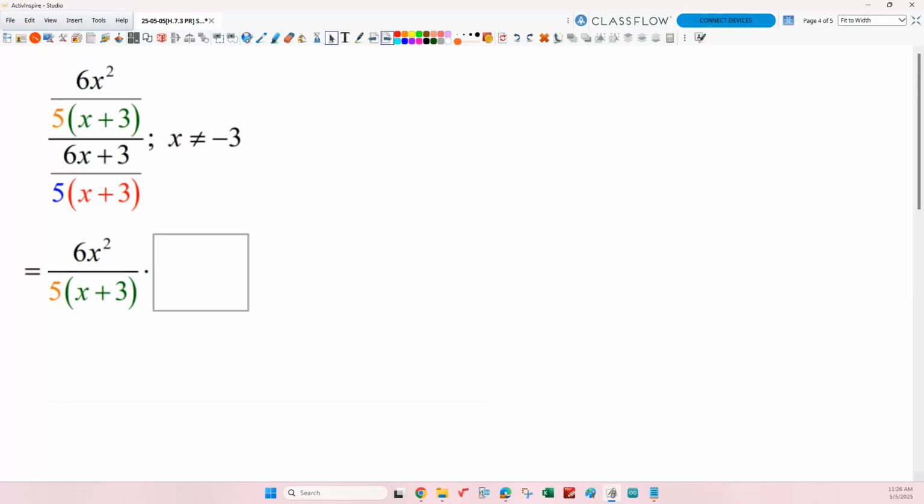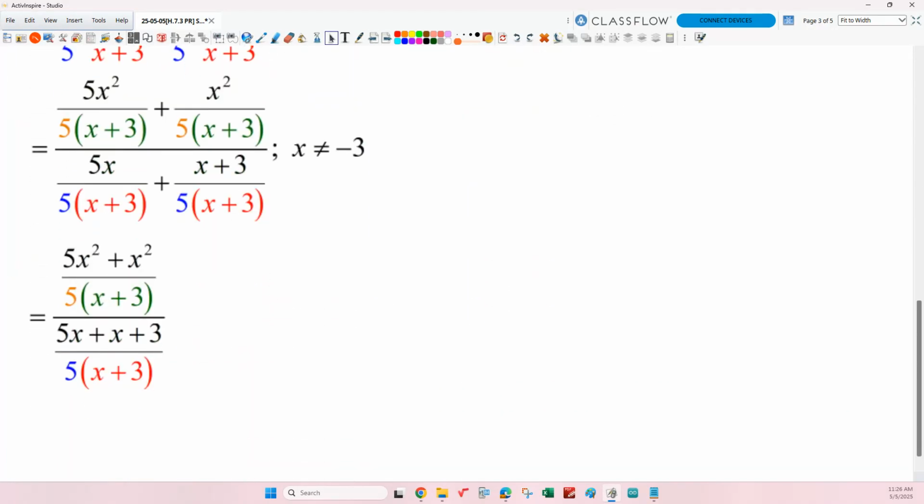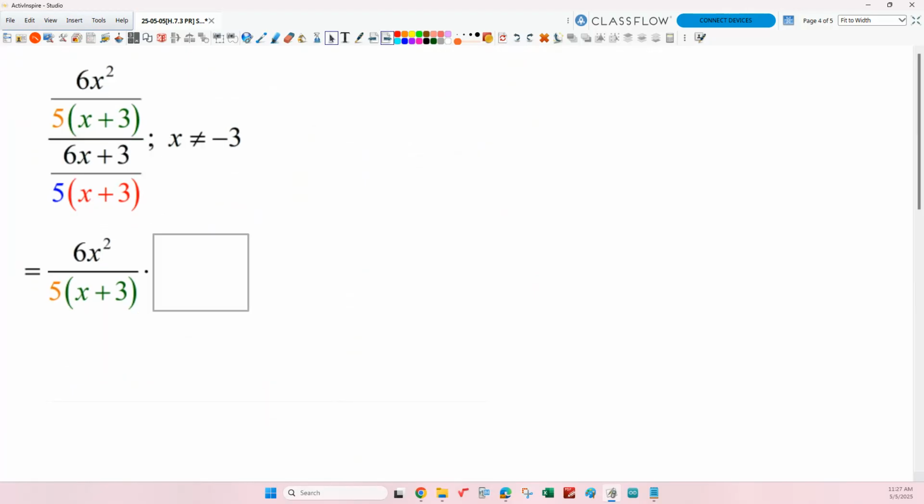Guys, I got there. We combine like terms. Since we went from 5x squared plus x squared, and 5x plus x, we get 6x squared on the top and then 6x plus 3. And then those just stay with us.